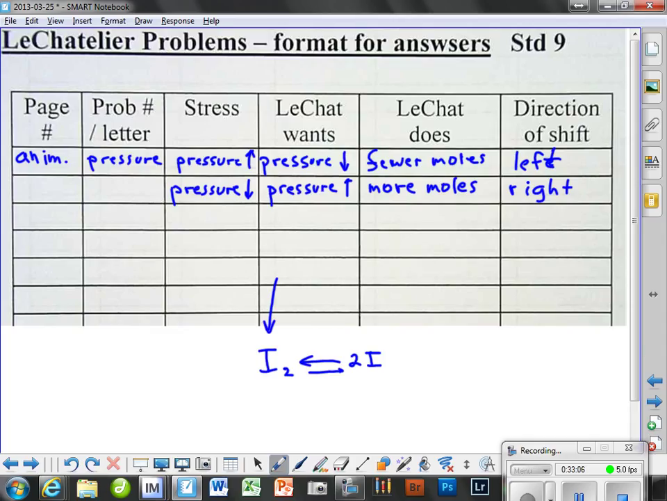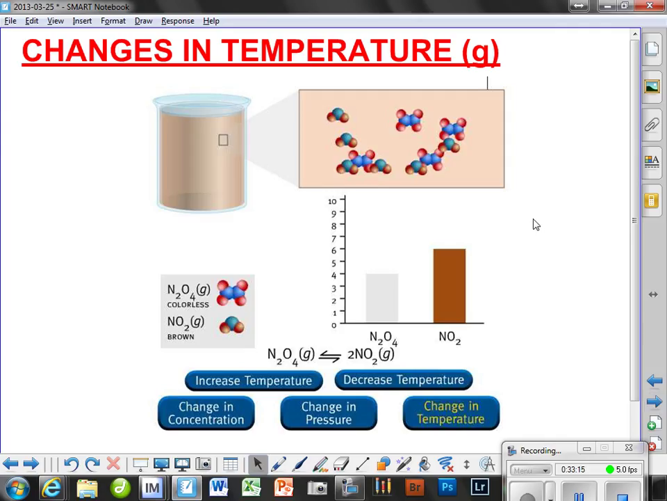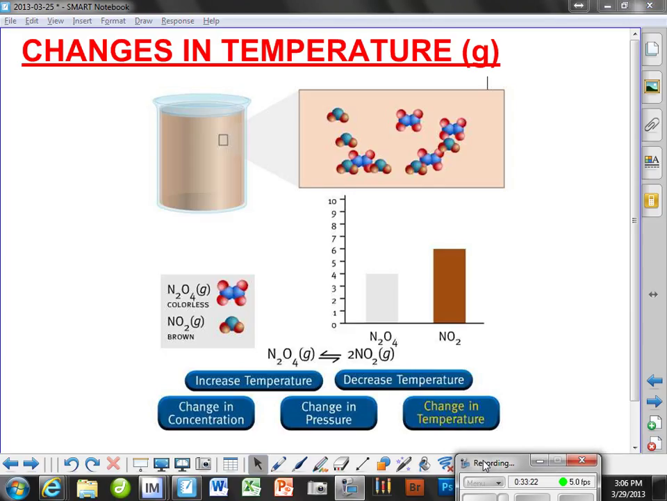Yeah, really will. Okay, let's do the last situation where we have gases again, only this time we're going to be dealing with temperature. That screen's going to look like this. The 2 species involved are going to be the N2O4 and the NO2. So let's jump right into it. You can see what's going to happen. We're going to have a colorless and a brown. And let's watch it happen.